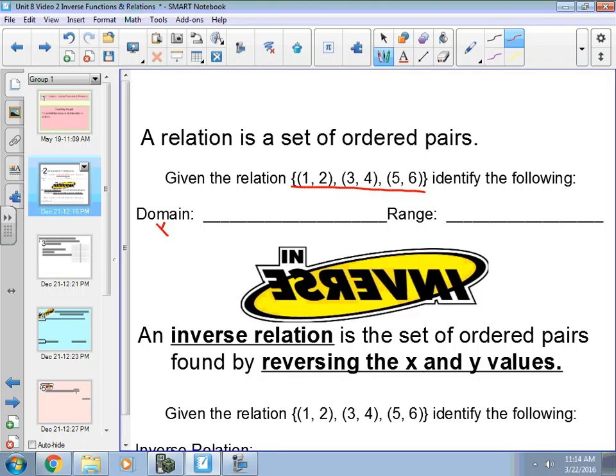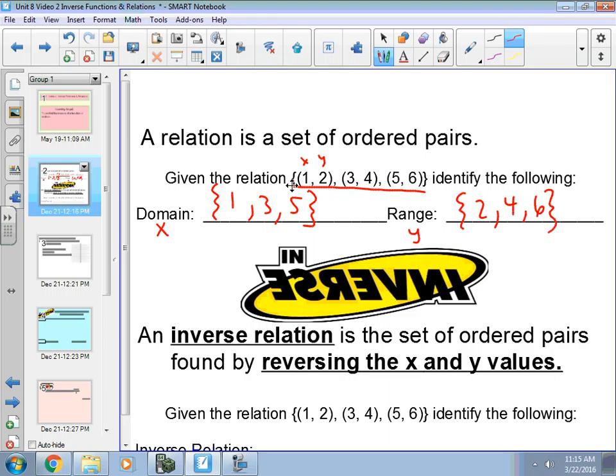Remember that domain is your x values, your range is your y values. So here, our domain would be all the x values. And remember, when you have an ordered pair, the first one's x, the second one's y. So our domain would be 1, 3, and 5. And then the set of our range would be all the y values, 2, 4, and 6.